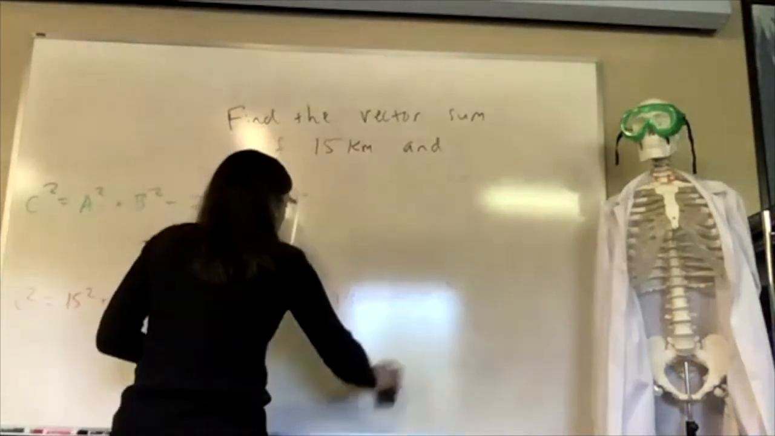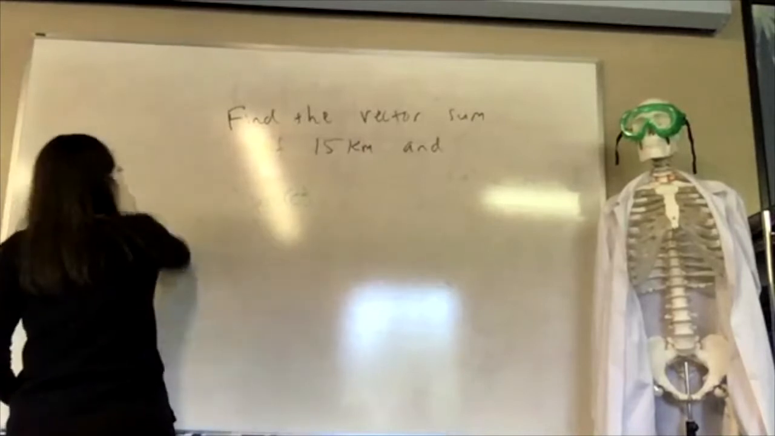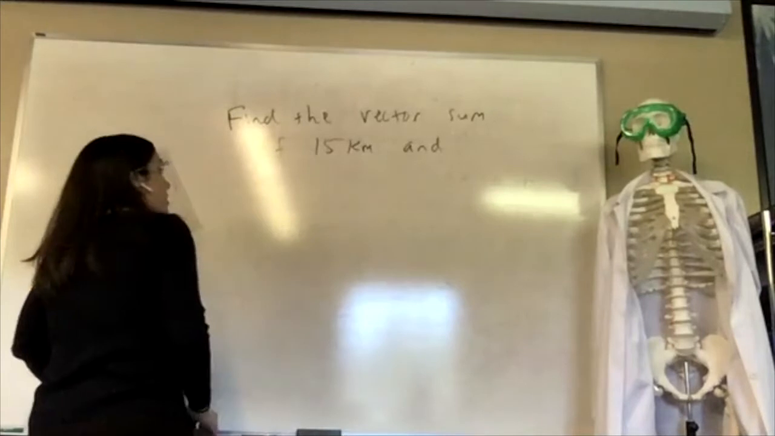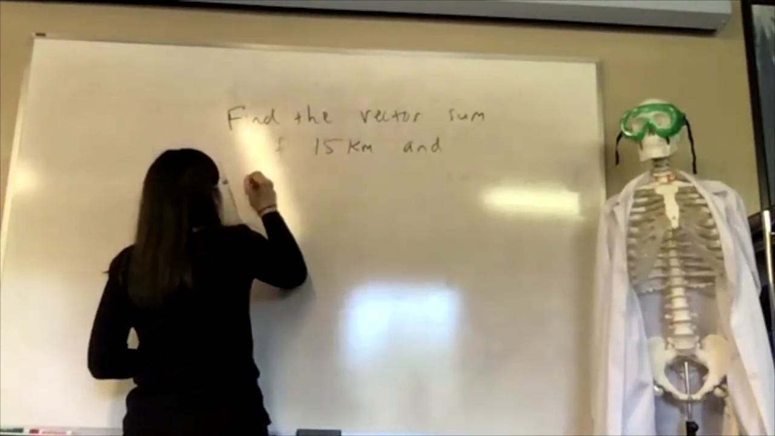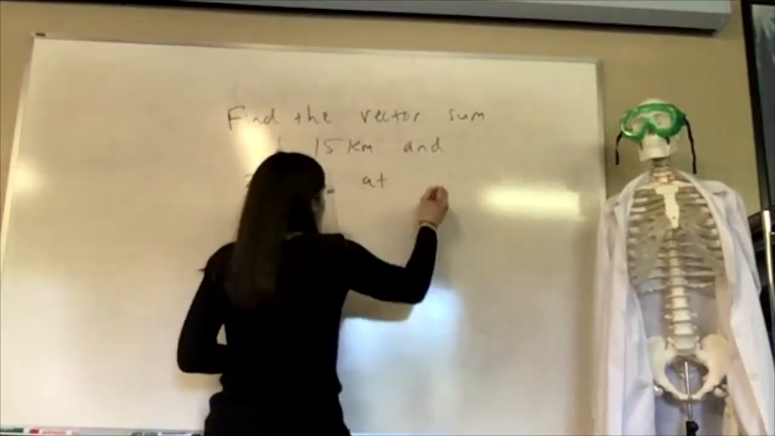So again, this should be review. We've already gone through this in 2 classes now, so it should be pretty cemented in your mind at this point. Let's go back to this problem though and do the same 2 sides. So we still have 15 and 25 kilometers, but it's at an angle of 90 degrees.